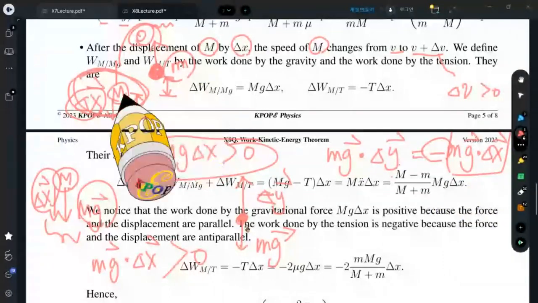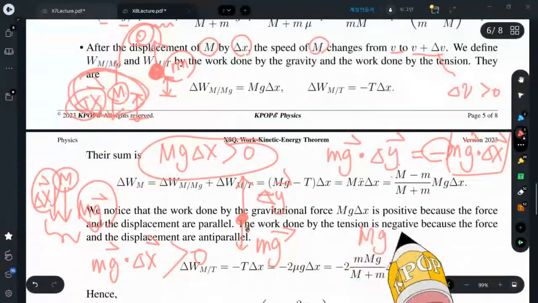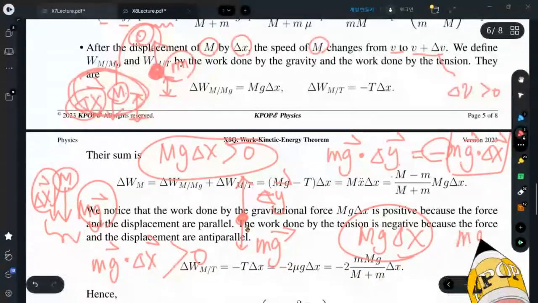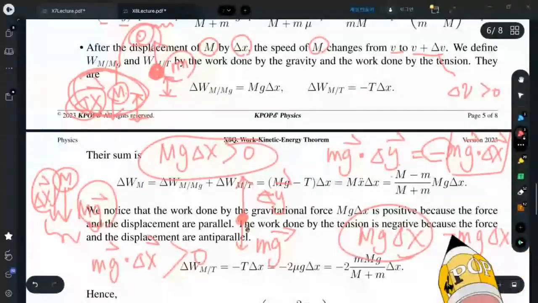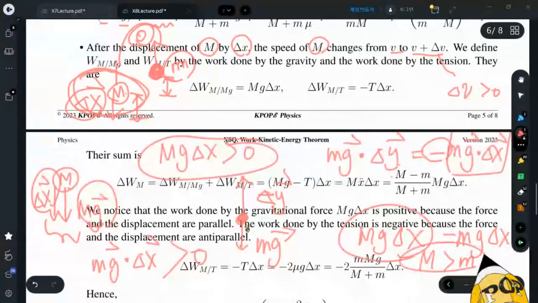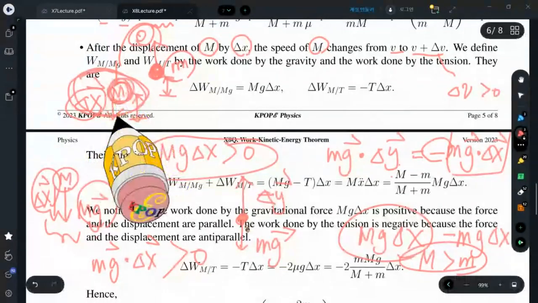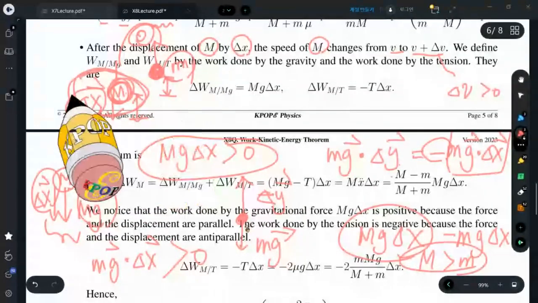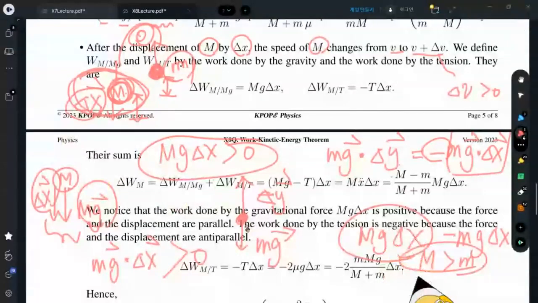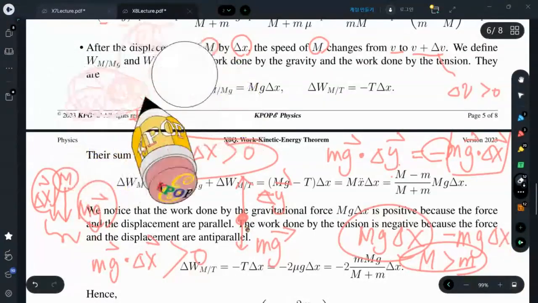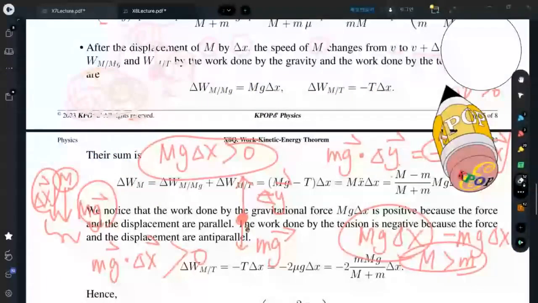By the way, the amount of positive work is Mg delta x, and the amount of negative work is small mg delta x, negative. We know capital M is greater than small m. Therefore, after the displacement of capital M by delta x, the whole system experiences work done by the gravitational force in the positive sense. On the other hand, we might want to investigate the work done by the tension.